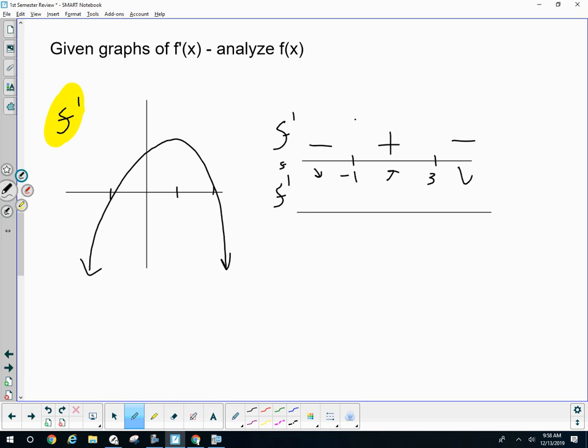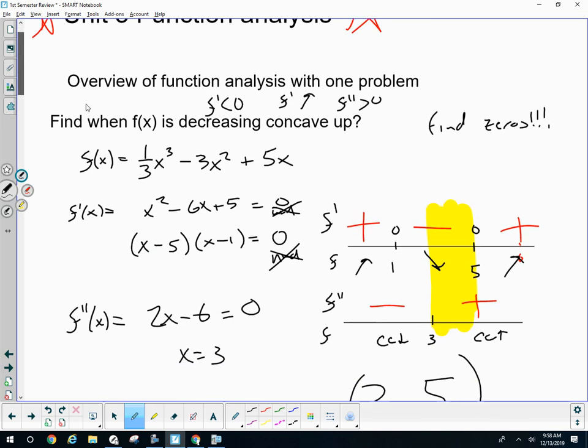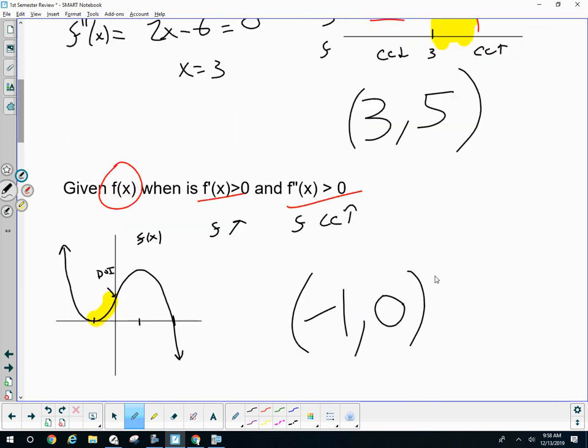So all of a sudden, I know that f's got a min at x equals -1, and f's got a max at x equals 3, all from just analyzing the signs of the derivative. I could go back to the original situation too, like 1/3 x cubed minus 3x squared plus 5x. I see I have a max at 1, a min at 5, a point of inflection at 3.